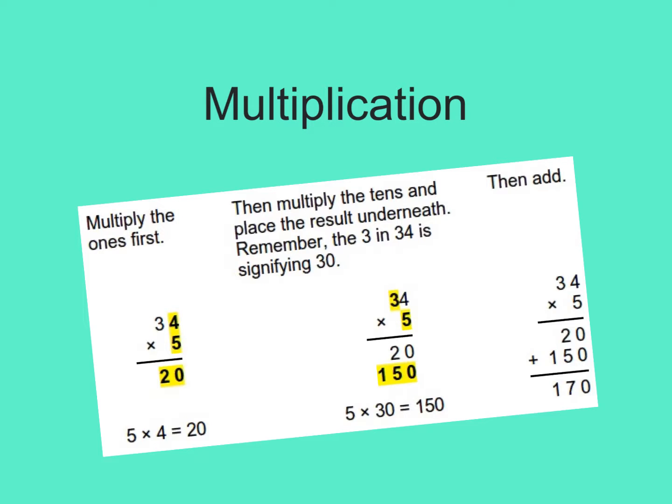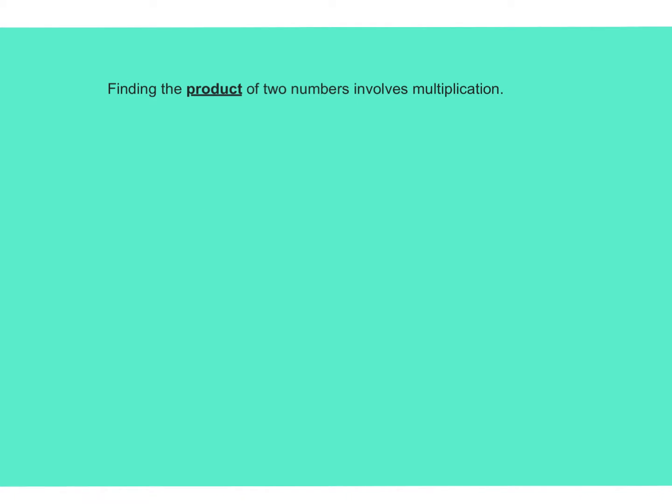Hi everyone, in this video lesson we're going to look at multiplication, and specifically single digit multiplication and a couple of steps on how to do it. Before we get going, you will often be told to find the product of two numbers. All product means is multiplication. That's all. Multiplication of two numbers is the product.